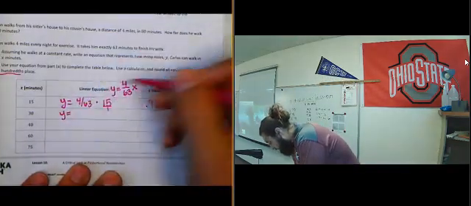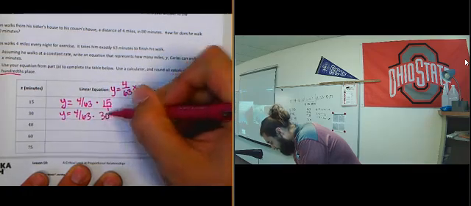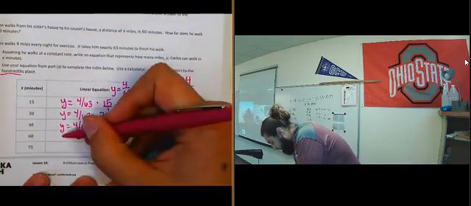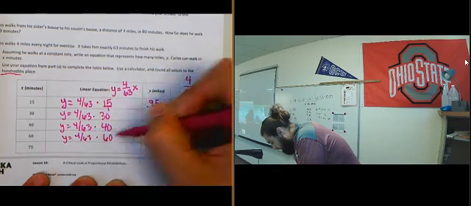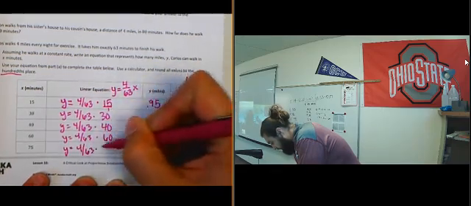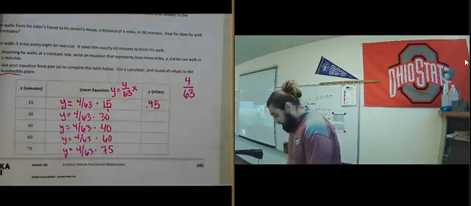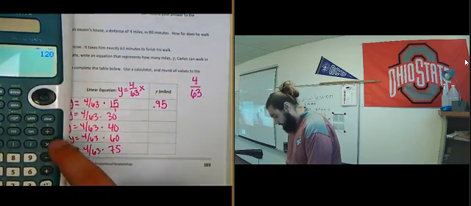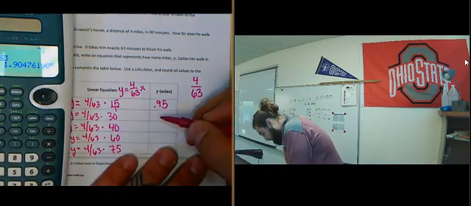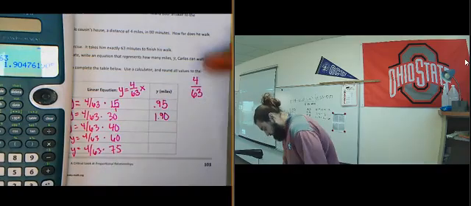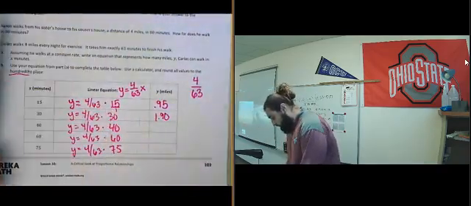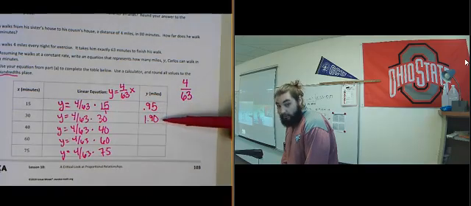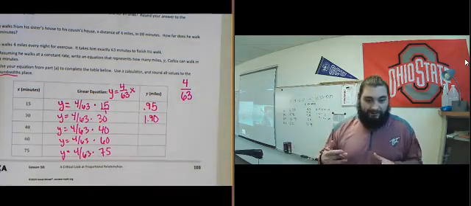So y equals 4/63 times 30. Y equals 4/63 times 40. Y equals 4/63 times 60. And finally, y equals 4/63 times 75. So let's do some math here. 4 times 30 equals 120 divided by 63 gives us about 1.90. That should make sense. We went from 15 to 30, that doubled, and so our y value should also double. Again, these are all roundabout numbers, but in this case, it does double.